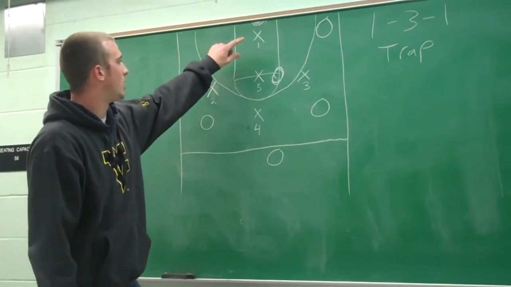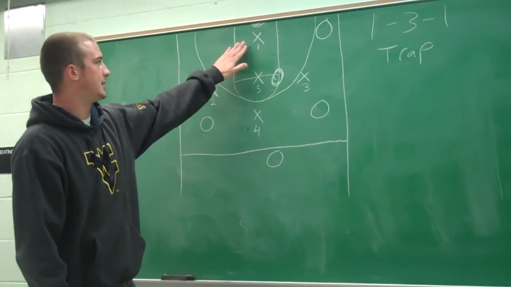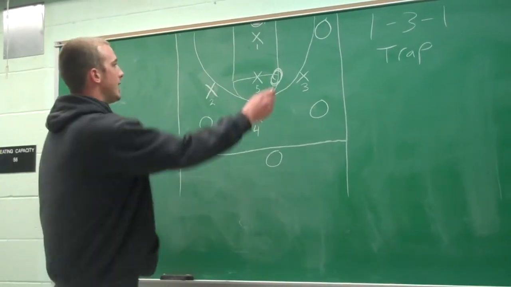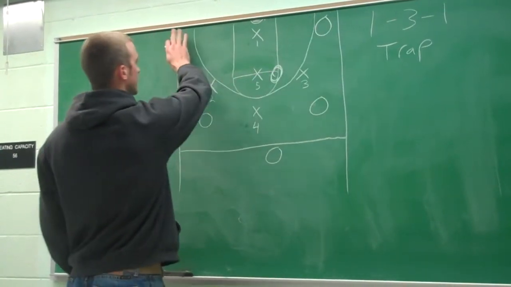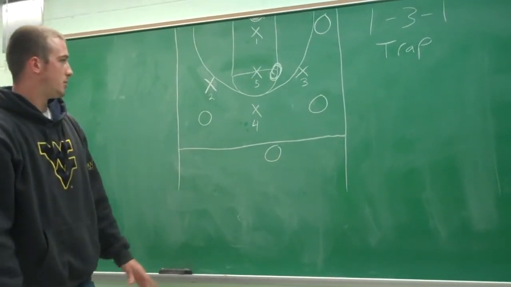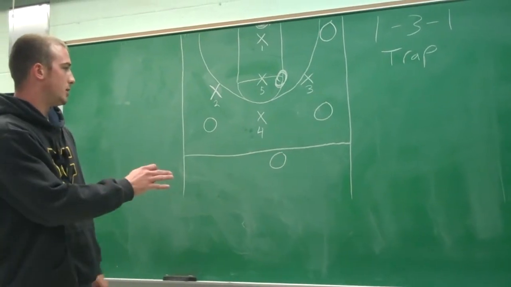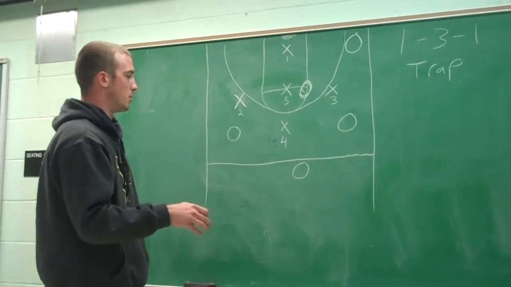And then finally our 1-man, our point guard, is usually our fastest guy, and we have him in the back because he has to be able to cover from sideline to sideline on this baseline depending on if the ball's in this corner or in this corner. So those are the responsibilities of each athlete. Now we're going to get into where they go depending on where the ball is.